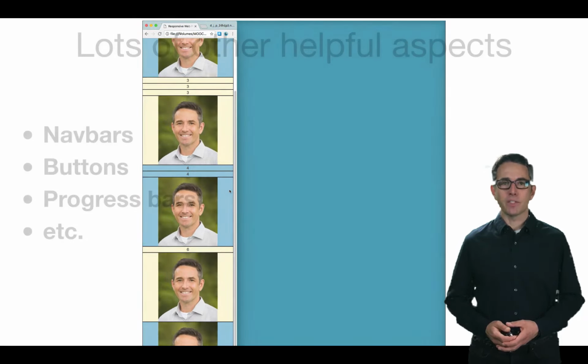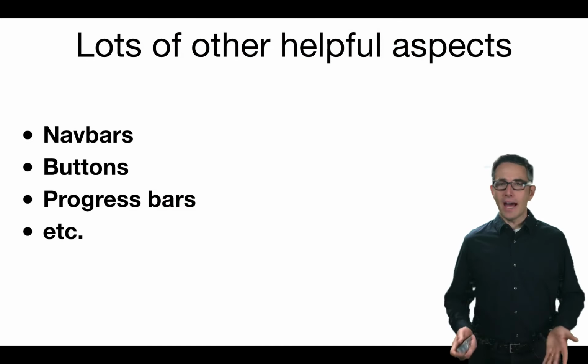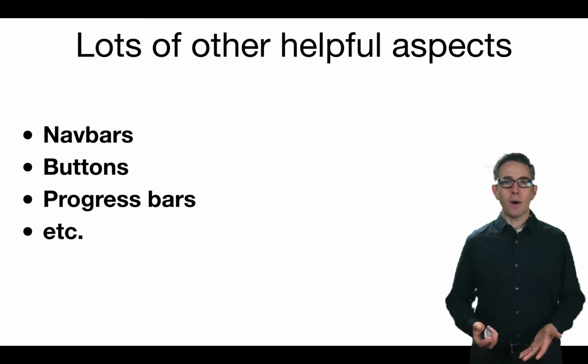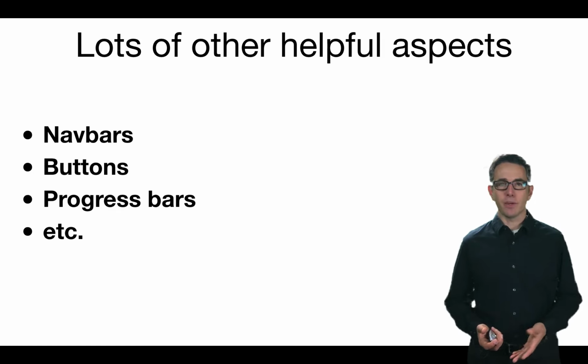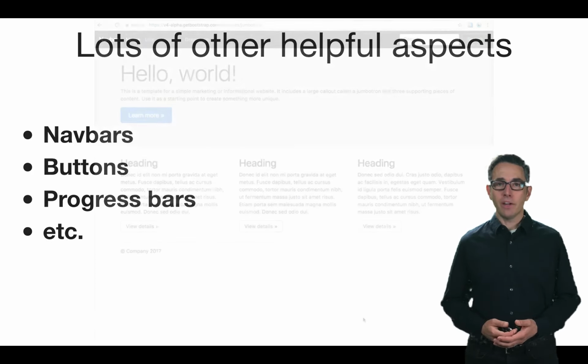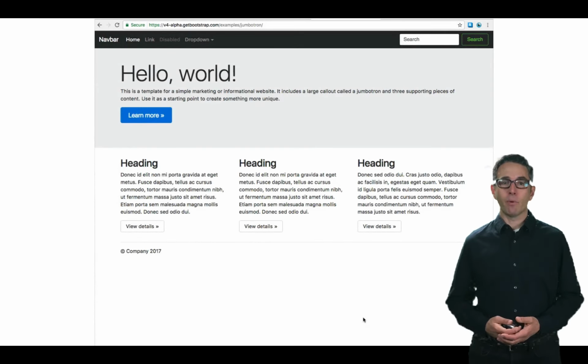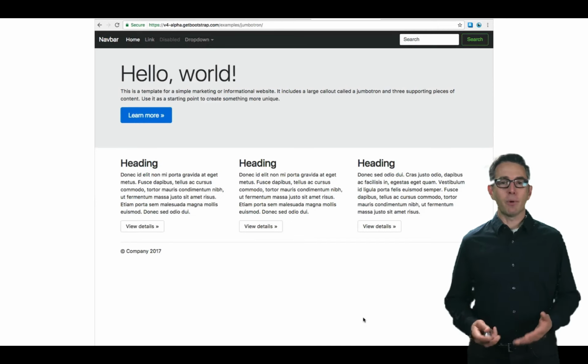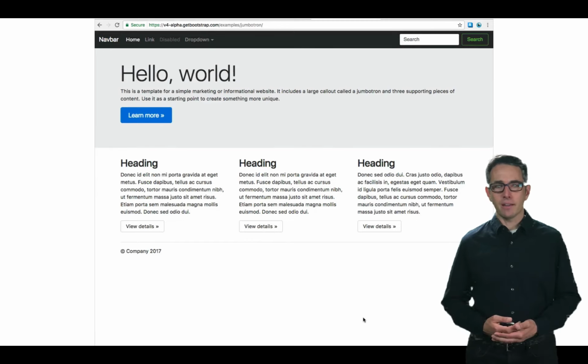Resizable images, responsive images. There are lots of other helpful aspects of UI components that Bootstrap makes available to us. Nav bars and buttons and progress bars and so on and so forth. And if you couple these with the responsive layout, you can very quickly get a nice prototype of a website. So here's an example of the real basic prototype template that Bootstrap makes available that shows many of the different features that are available.